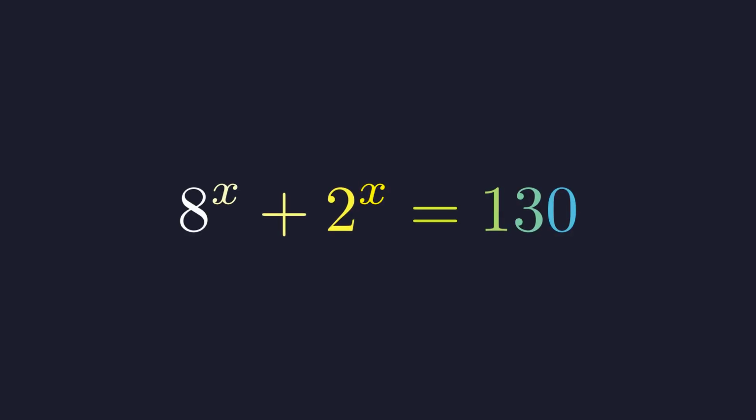Some equations look intimidating, mixing different bases and exponents, but often a hidden symmetry unlocks a beautiful and simple solution. Let's tackle this beast: 8 to the power of x plus 2 to the power of x equals 130.